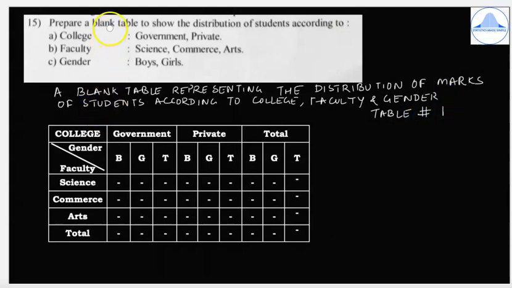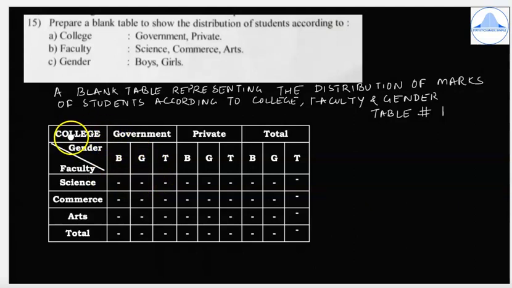Now, whenever you form a blank table with 3 characteristics, in this question you have the 3 different characteristics as college, faculty, and gender. Now, you have to take any 2 of these characteristics as 2 different rows, and then the other characteristic should be taken as a column. So we cannot form a table where you have college, government, private, and in the next row you have faculty, science, commerce, arts, and in the third row you have gender, boys, girls. Okay, that is not correct.